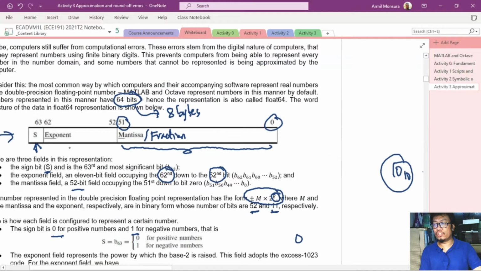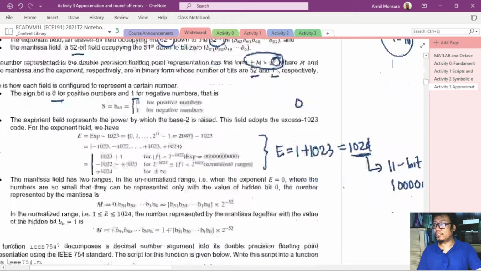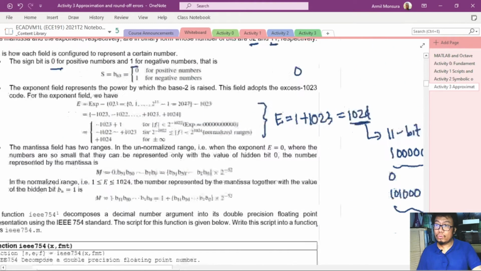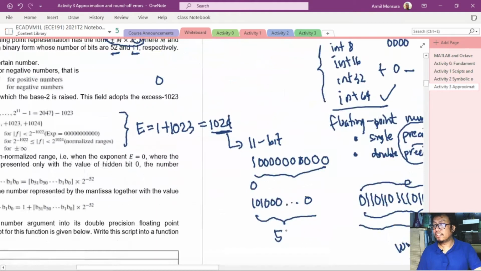Since 3.25 is positive, you have 0 as your sign bit. This will now be your exponent bits, and here is the Mantissa. The Mantissa is 101, right? We will add zeros here until the zeros count as 52 bits. So that's how we convert your number to floating point representation.